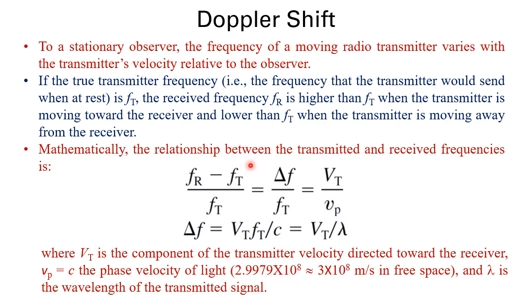So mathematically we can say (fr − ft)/ft equals delta f. Delta f is this divided by ft, that is equal to vt by vp. Okay, so delta f equals vt ft by c, that is equal to vt by lambda, but this vt is a component of the transmitter velocity directed towards the receiver, and vp equals c, that is the phase velocity of light. It is nearly 3 × 10^8 meters per second in free space. Lambda is the wavelength.